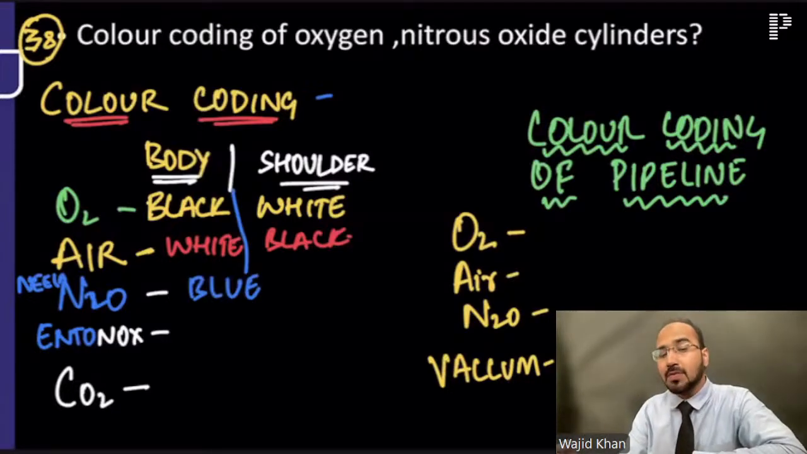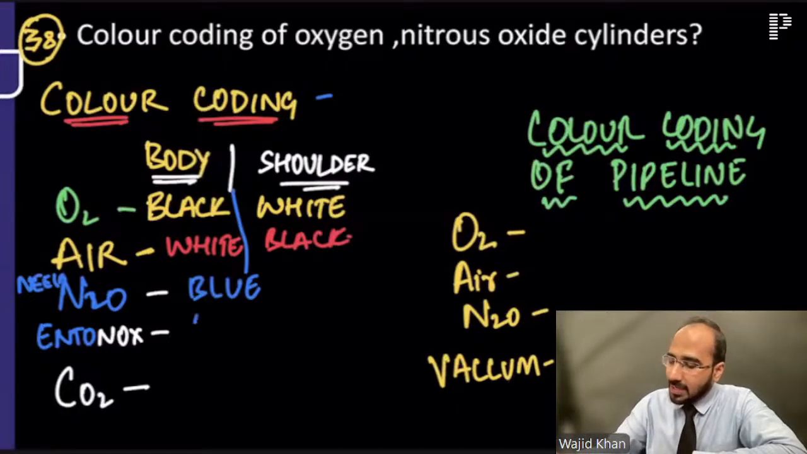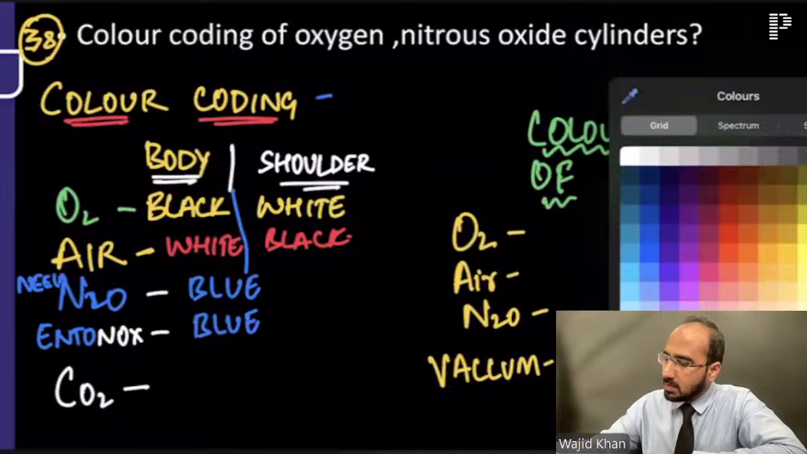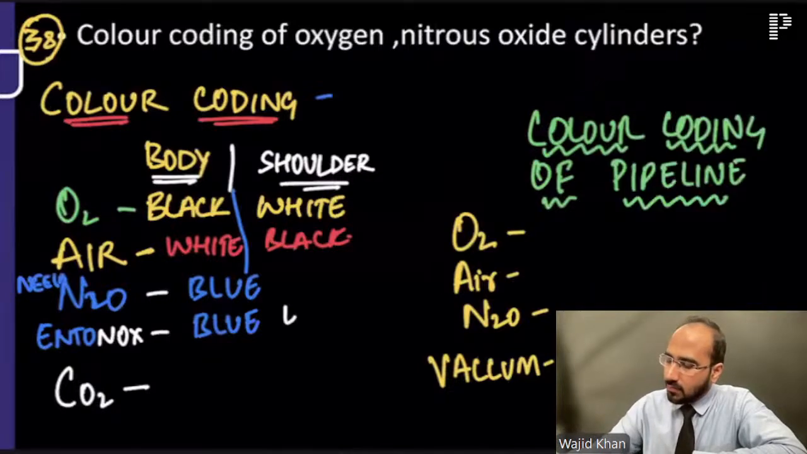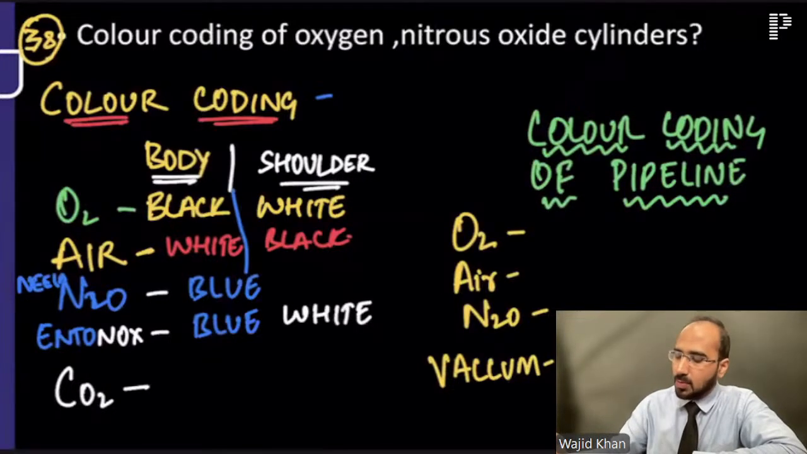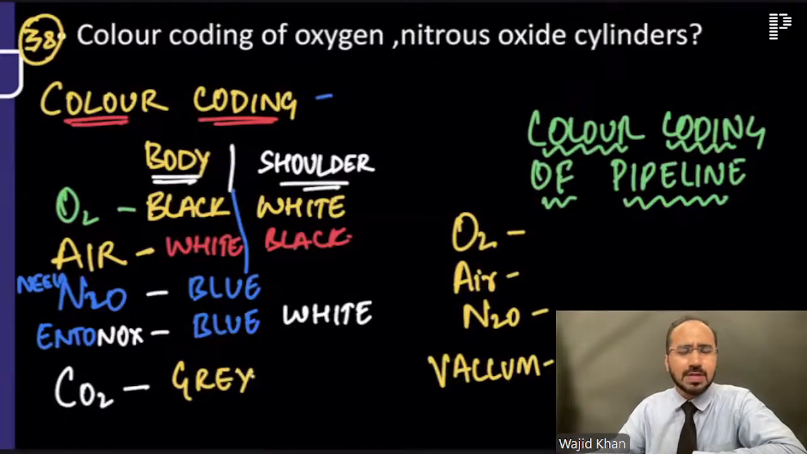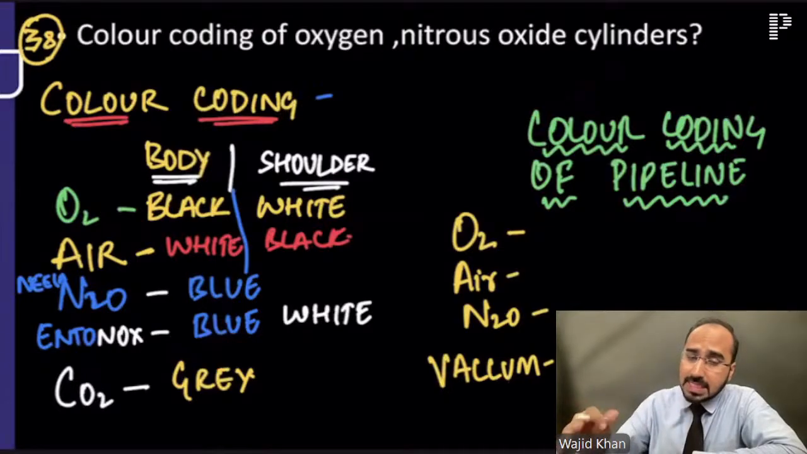Entonox. Entonox means what? Entonox is 50% oxygen, 50% nitrous. So it will have a blue body and what shoulder? Blue body and white shoulder. Whereas carbon dioxide has a gray color. Carbon dioxide, gray color, is commonly used for inflation of the abdomen during laparoscopic surgery. Okay. Now, guys, remember, this is the color coding for the cylinders.